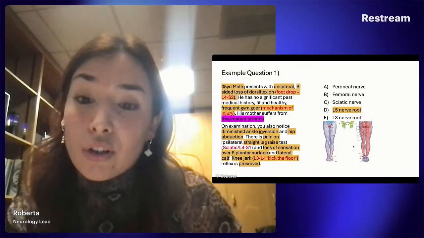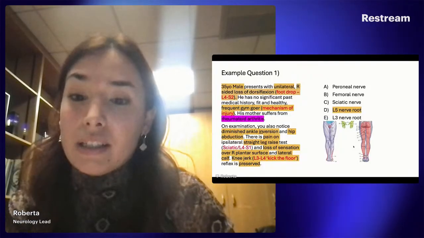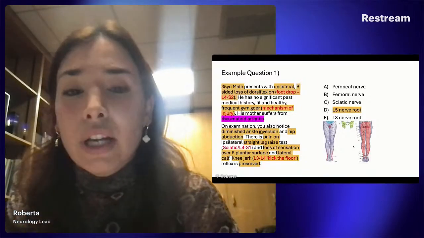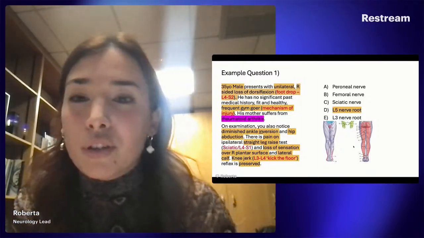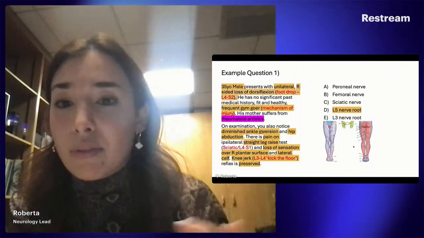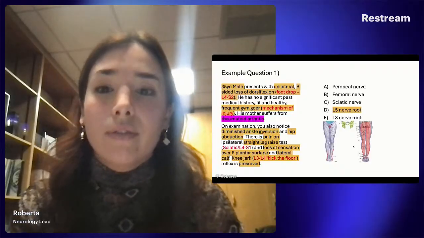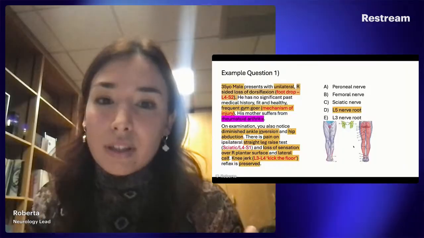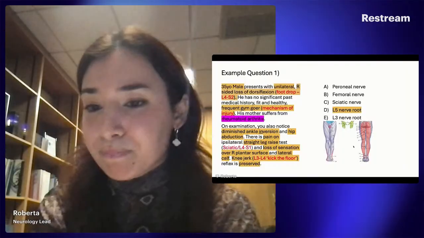Then it tells you it's got loss of sensation of the right plantar surface and lateral calf. So already, if you try and picture the dermatomes, we're looking at dermatomes that are further down the line. Typically, already in my head, I'm thinking around L5, perhaps some S1 as well, but I'm not thinking higher than that really, because that should be somewhere around your thighs.